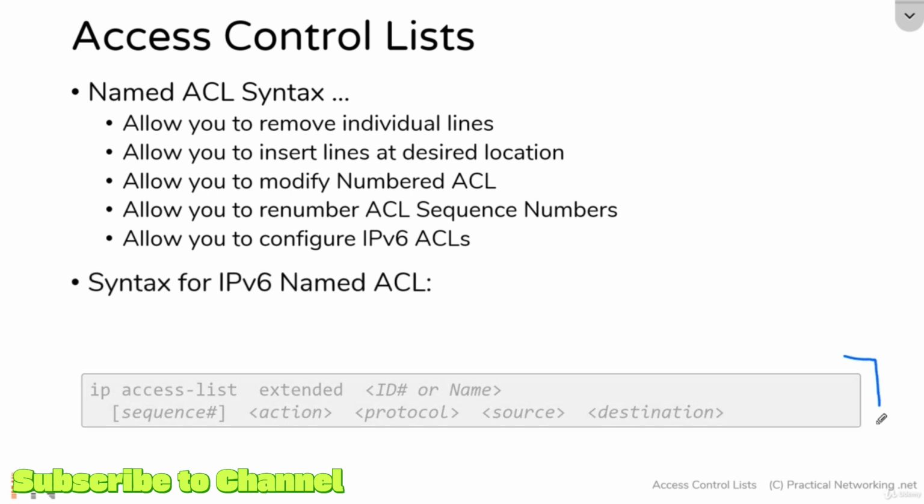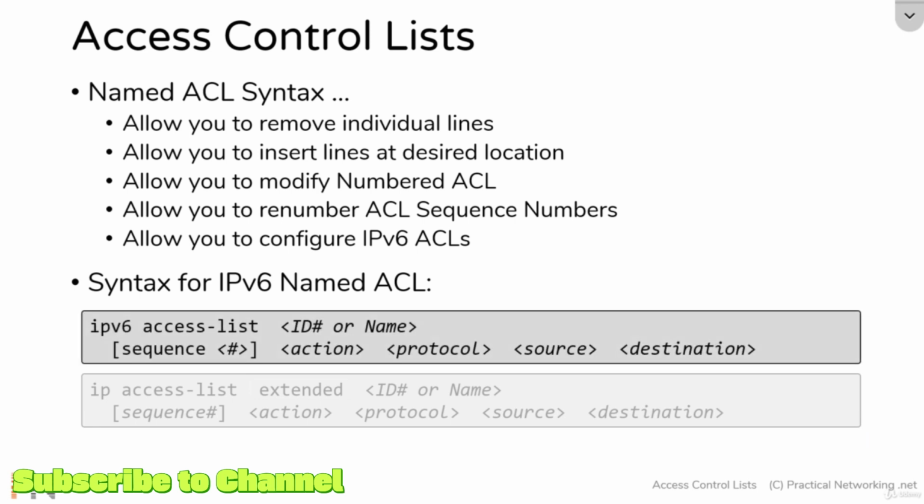Now we're going to leave the syntax up for IPv4 named ACLs just to show you that it's largely the same. But here is how you would configure an IPv6 named access list. Notice most of the fields are identical. There's actually only 3 differences, and I've highlighted them for you on this slide. The first difference is the command itself. To configure an IPv6 access list, you would use the command IPv6 access list. Whereas to configure an IPv4 access list, you would just use the command IP access list.